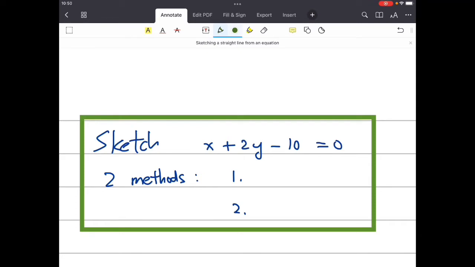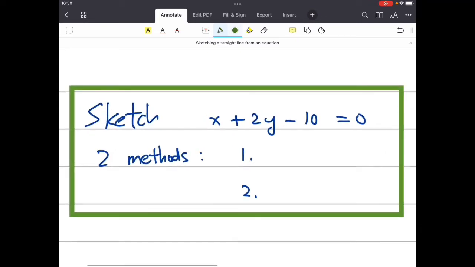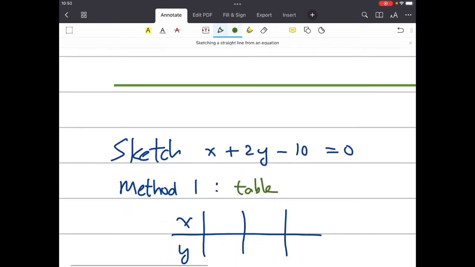In this video, we are going to discuss how to sketch a straight line from a given equation. There are two methods in general. The first one, we can use a table. And then the second one, we use the slope-intercept form, y equals mx plus c.